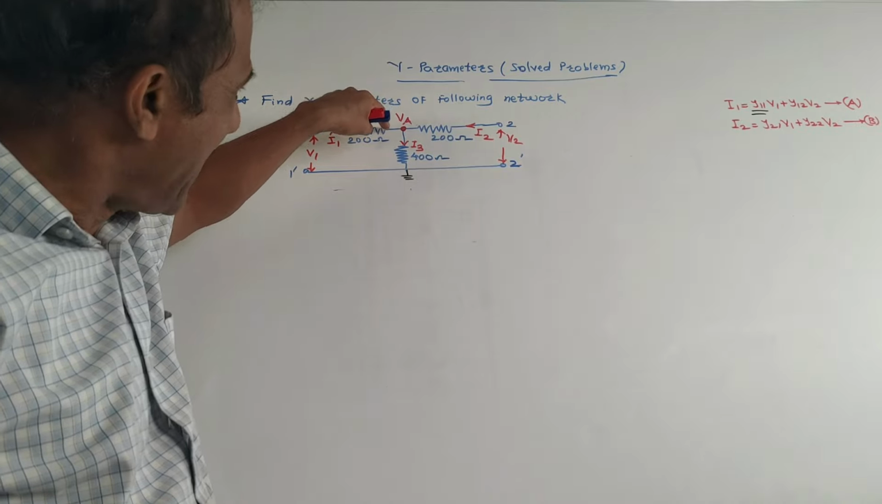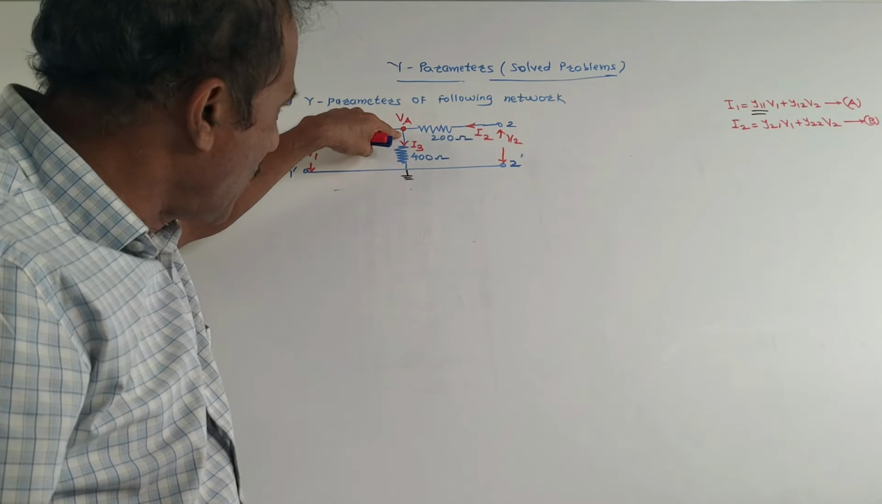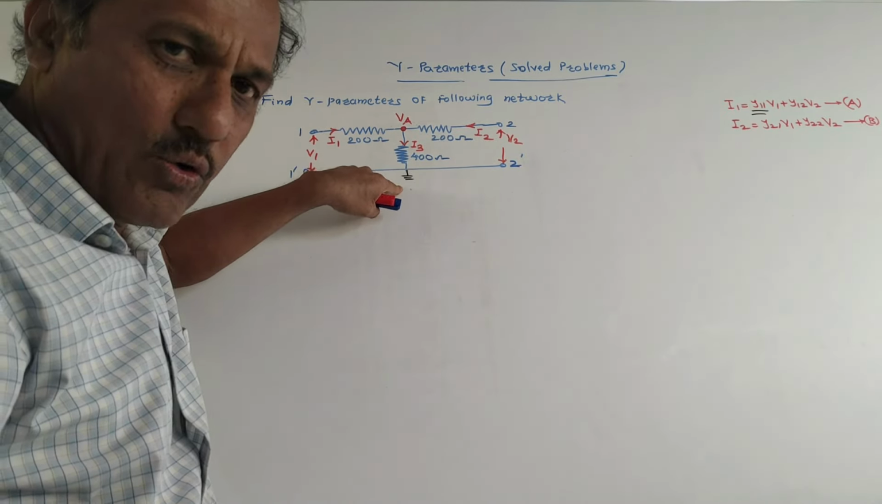I have denoted it by VA. Again this VA is not given in the question. So we need to add this notation, that is node voltage VA. By default this terminal is grounded.